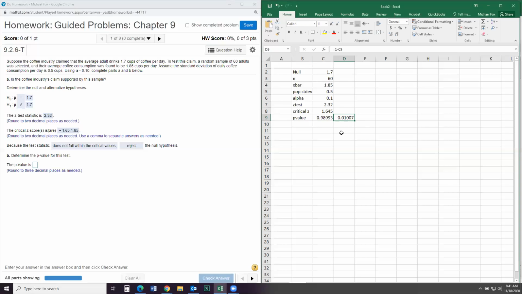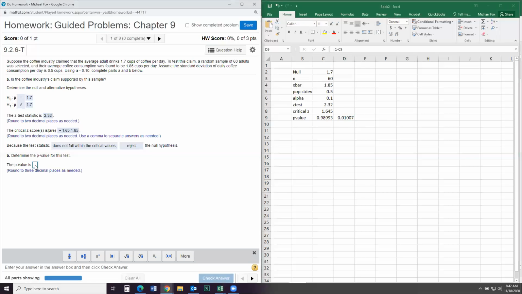And then the other thing is, if my p-value is greater than my alpha, in this case, see, it's less than my alpha. So if my p-value is less than my alpha, I'll reject the null hypothesis. And if my p-value is greater than my alpha, then I will reject the alternative hypothesis. So the p-value is, oh, but you know what?